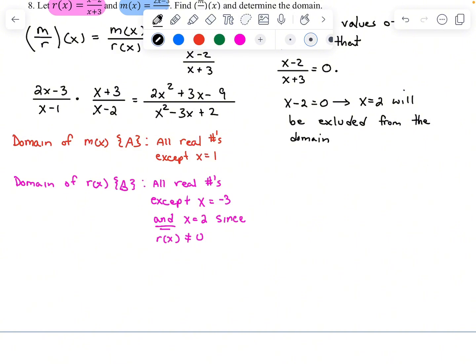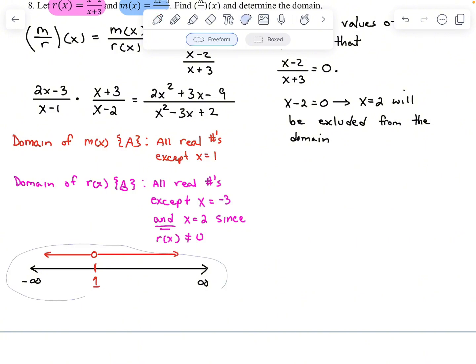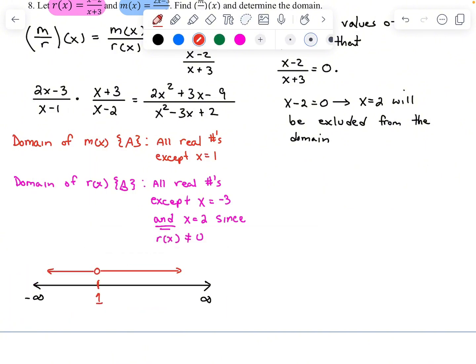So I'm going to start by creating a number line, and that extends from negative infinity to infinity. And the domain of m of x is all real numbers except for 1. So I'm going to place a 1 here with an open circle. Okay, and that's the domain for m of x. And now the domain for r of x is all real numbers except negative 3 and 2. So negative 3 is going to be about right here, and 2 will be over here.